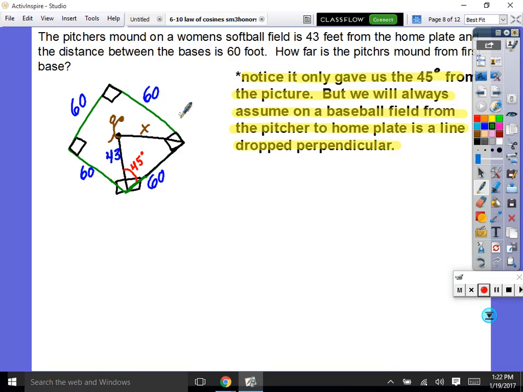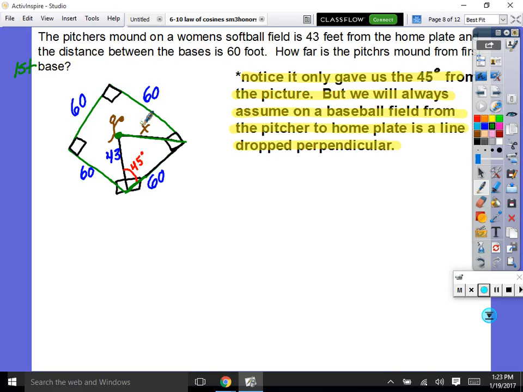So it says, the pitcher's mound on a women's softball field is 43 feet from the home plate. So you have to be able to draw this. So here's the women's softball pitcher. This is the home plate, right? This is 43 feet. Okay, good. Now it says the distance between the bases is 60 feet. So around this square is 60 feet. How far is the pitcher's mound from first base, it says. How far is this pitcher's mound from first base? And then they say refer to the picture.